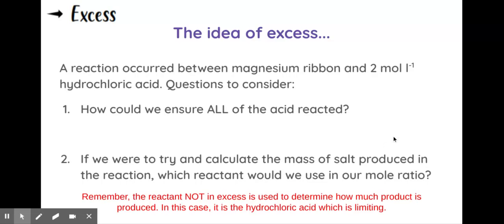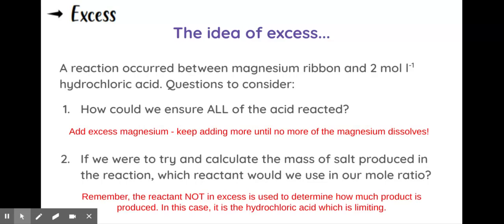The answer for that's already there, so let's just go through the answers. How could we ensure all of the acid has reacted? What you would have to do is hold your test tube of acid and keep adding magnesium. What you're doing there is adding an excess of magnesium, and that means you keep adding more and more until no magnesium dissolves. In other words, when you see extra pieces of magnesium floating in the acid that are not dissolving, that means you have extra magnesium and that every single bit of your acid has reacted.